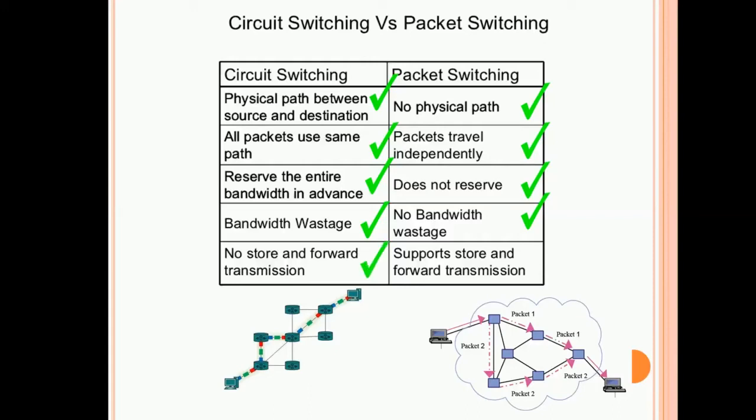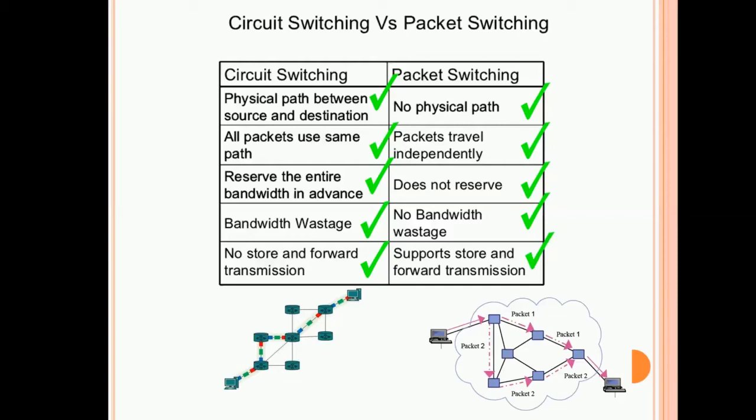No store and forward transmission. Since we have a reserved path, we are not storing the data anywhere. We have a reserved road, or a reserved path, to travel the information. So there is no store and forward in circuit switching, whereas packet switching supports store and forward transmission.